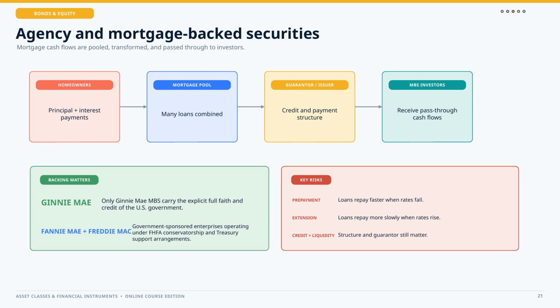Even when credit support is strong, mortgage investors face prepayment risk when borrowers refinance faster after rates fall, and extension risk when payments slow after rates rise. Those changing cash flow timings make mortgage-backed securities behave differently from a conventional bond with a fixed maturity schedule.